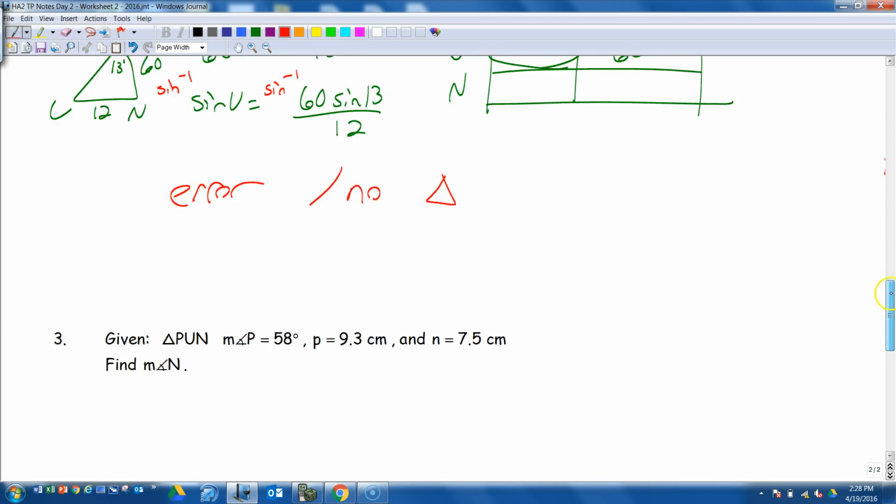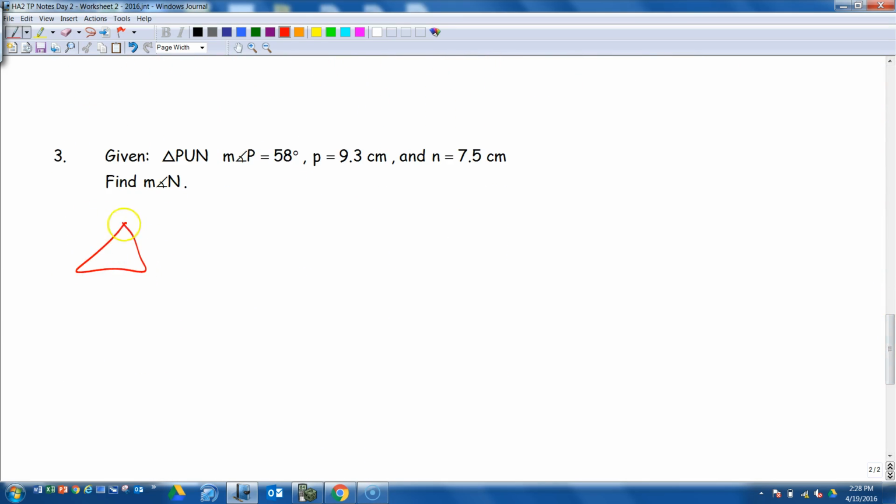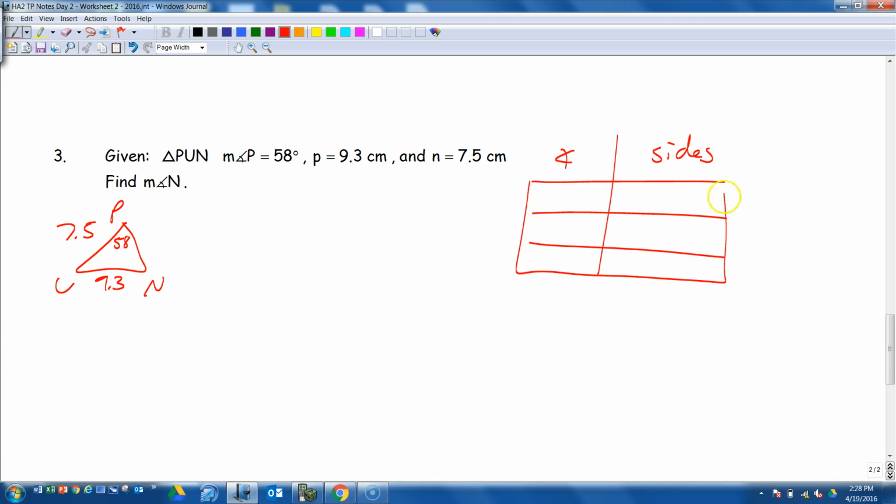So let's do this next one. Set up our triangle, set up our chart. This is P, U, and N. P is 58 degrees. U is nothing, we don't know. What do we have? 9.3 centimeters for that. And then N, little n, is 7.5 centimeters. So in this case, we need to find angle N, because that's the thing we're missing.